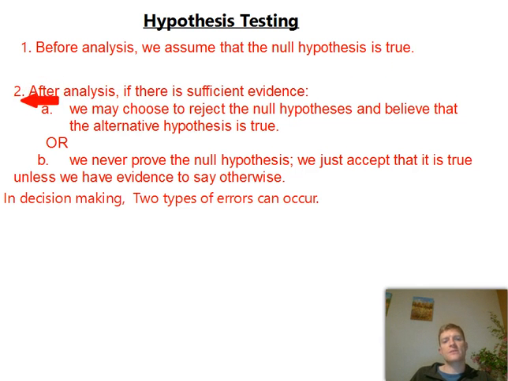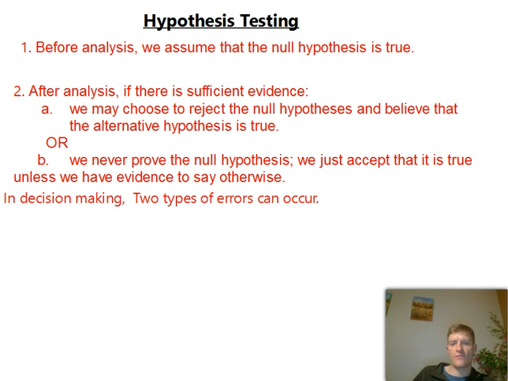So the next step is we take a sample, we take some measurements from the sample of a certain size, we look at the sample mean and the sample standard deviation, and we calculate a test statistic. And then after that analysis, if there is sufficient evidence to say, then we may choose to reject the null hypothesis and believe that the alternative hypothesis is true. This is the alternative approach.